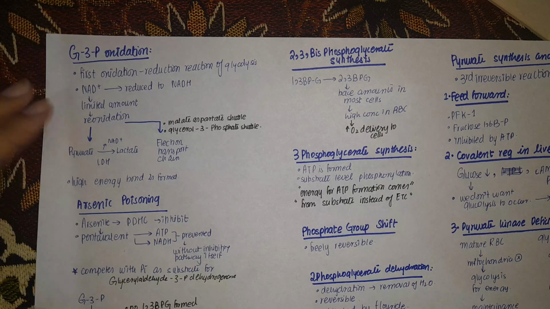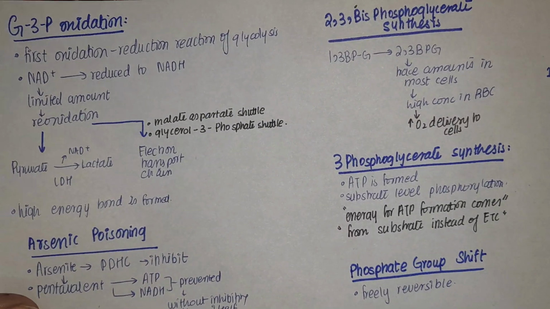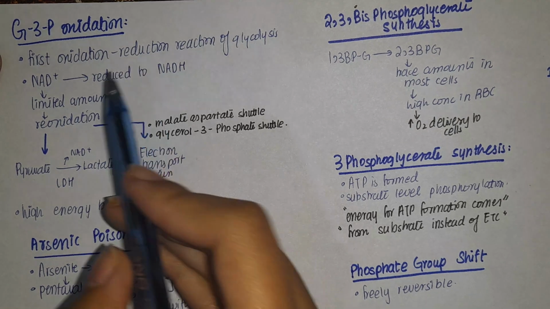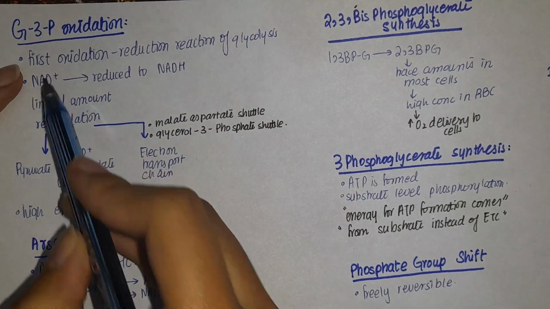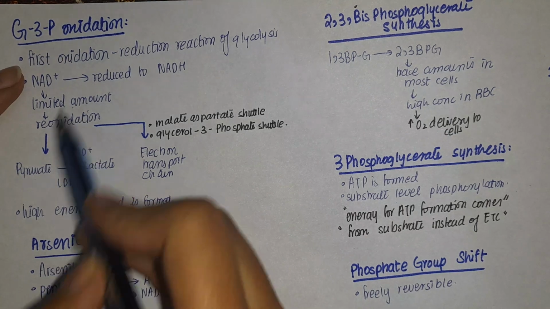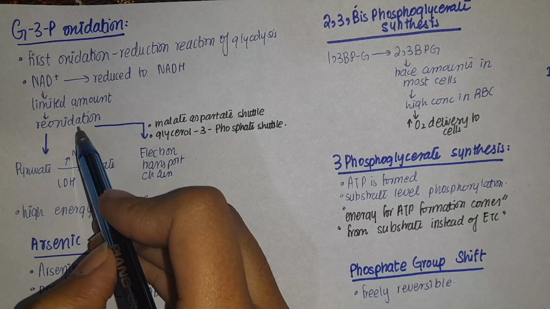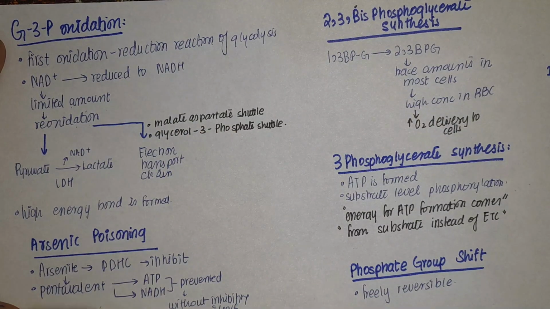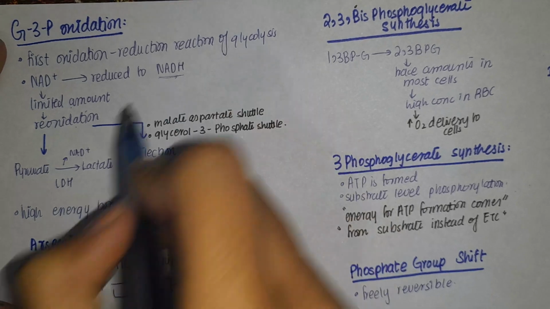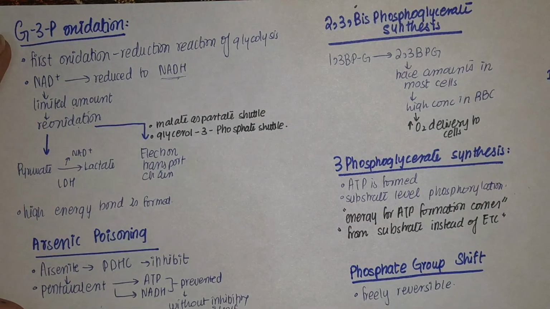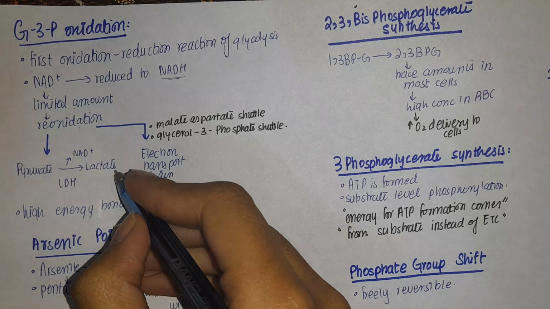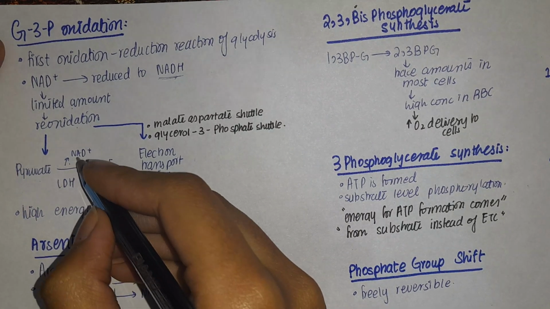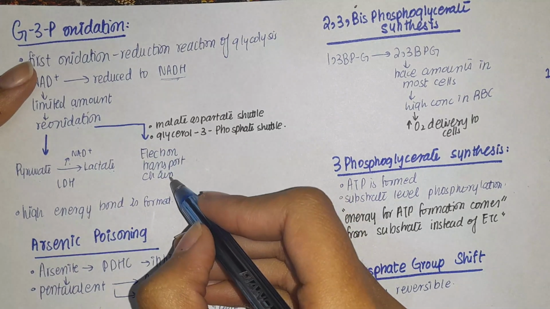If you look at these notes that I made from the book Lippincott, you can see that this reaction is the first oxidation reduction reaction of glycolysis. And as you can see, we got NADH, but the NAD plus is limited in amount, and to get more of it, we require reoxidation. How will we get the NADH that was produced reoxidized? We can do it by two means: either by the pyruvate to lactate conversion, whenever we do this, we get the NAD plus regenerated, or second, by the electron transport chain.